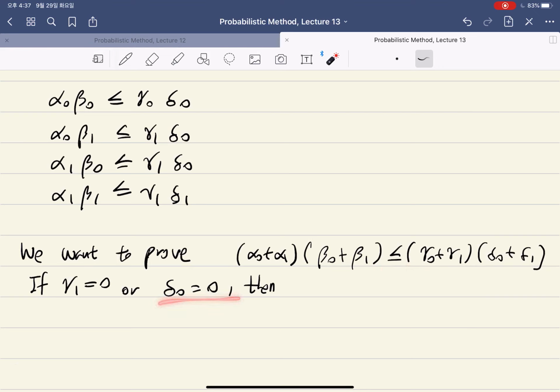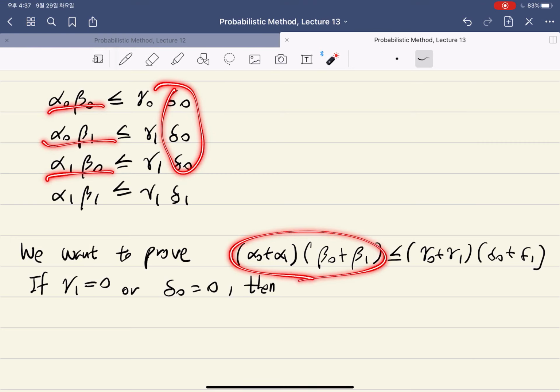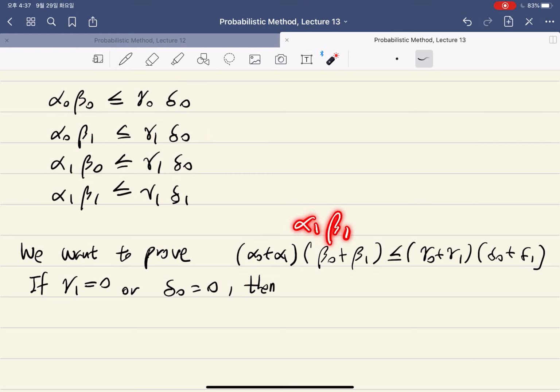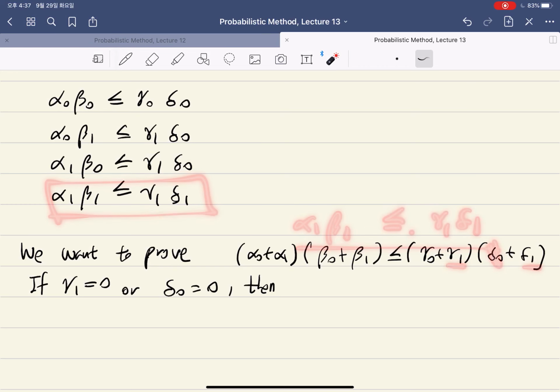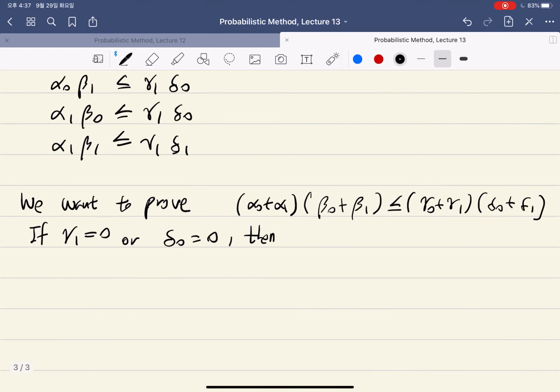If delta 0 is 0, again, what we don't know, these are 0, so these 4 are all 0. On the left-hand side, we only have alpha 1, beta 1. And on the right-hand side, because this is 0, we have gamma 1 times delta 1. So from this, we get the inequality. So we have the inequality in both cases.